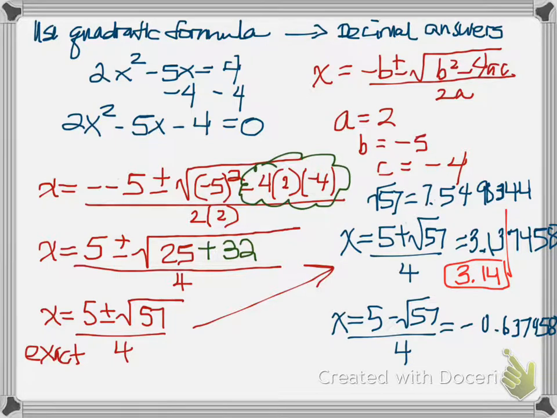Okay? And so I have to round this one to the hundredths place. Which digit is in the hundredths place? The 3. So I'm going to put my line right there. I'm going to look behind the line. It's a 7, so it says to raise it up 1. So my final answer is negative 0.64. So those are the 2 solutions.